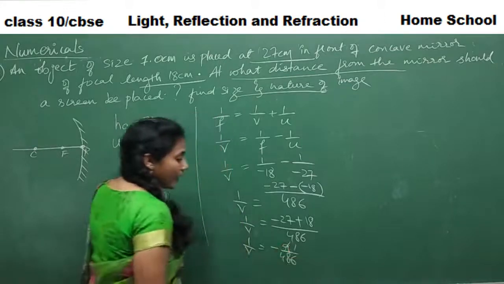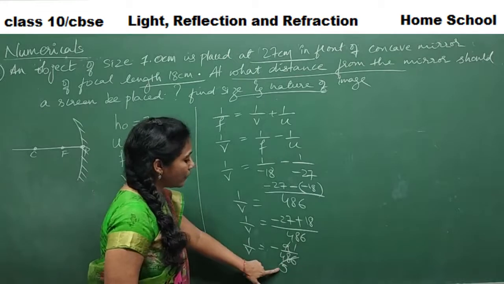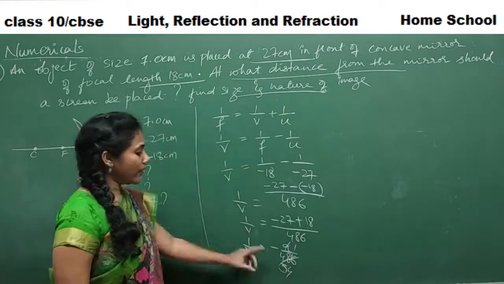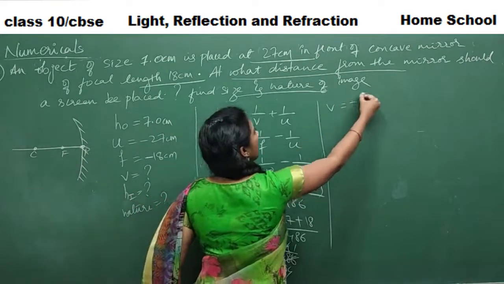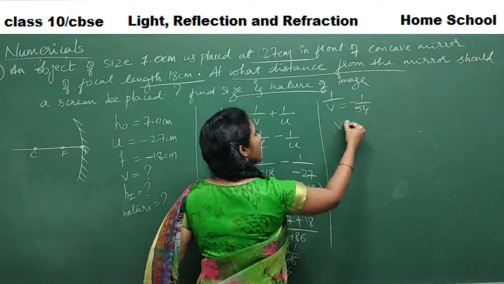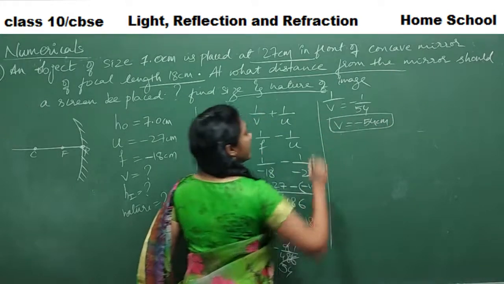So how much do you get? 9 ones are 9, and then 9 fives are 45, and here 3, so 4s are... So 1 by V is equal to minus 1 by 54. So V is equal to minus 54 centimeter.